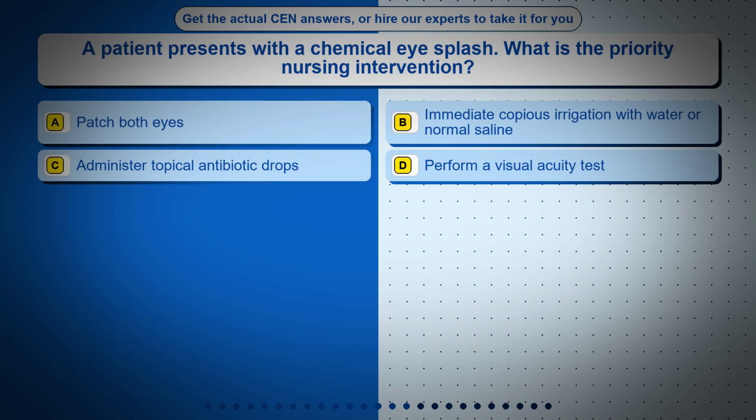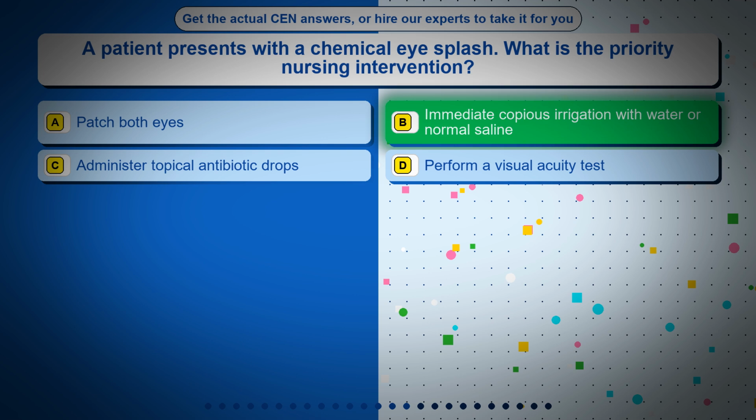Question 15. A patient presents with a chemical eye splash. What is the priority nursing intervention? Option A, patch both eyes. Option B, immediate copious irrigation with water or normal saline. Option C, administer topical antibiotic drops. Option D, perform a visual acuity test. The correct answer is option B, immediate copious irrigation with water or normal saline.